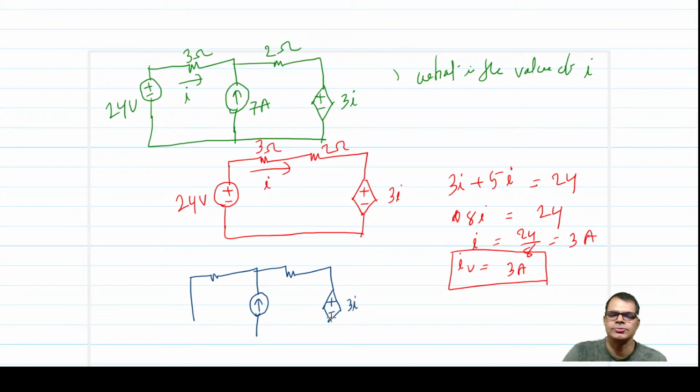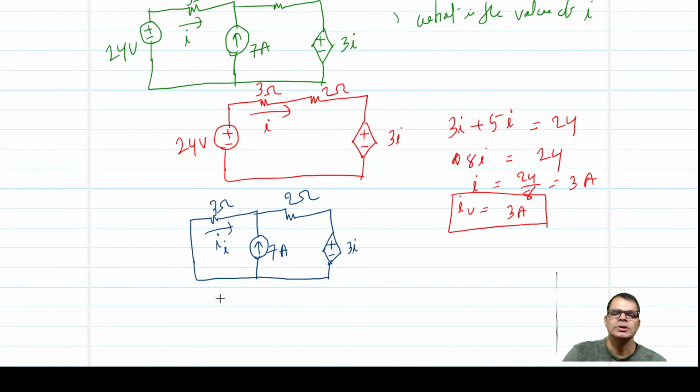Dependent source should always be active, right? So this is your 3 ohm, 2 ohm, 7 ampere. This is the current I'. See, I am not changing the current due to the current source, so the orientation or direction remains the same. So I can easily apply, let this be your V, a node equation.